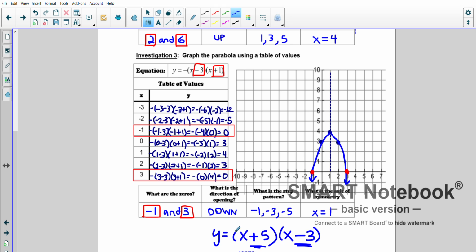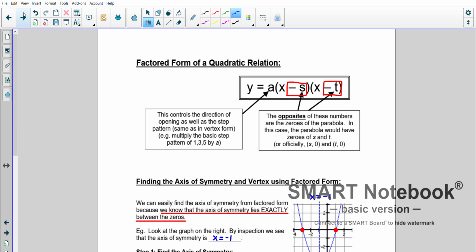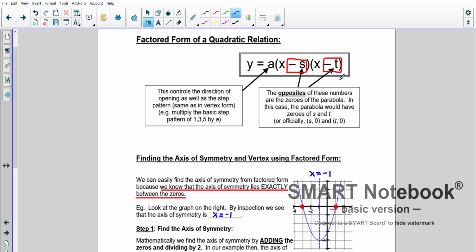And the a value, which in this case is just 1, is going to tell you the direction of opening and the step pattern, just like it did for the vertex form. So let's summarize this on the next page. So this is the general equation of the factored form, and this is kind of summarizing exactly what I just said, that the opposites of these values are the zeros.